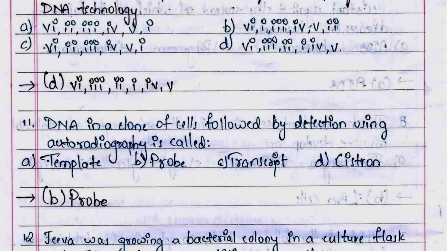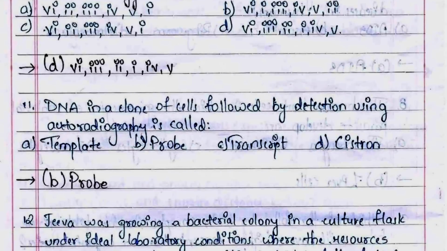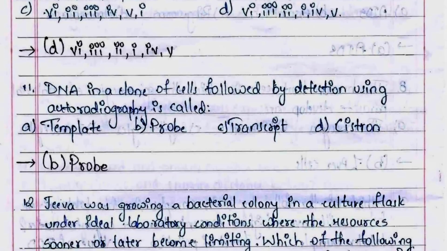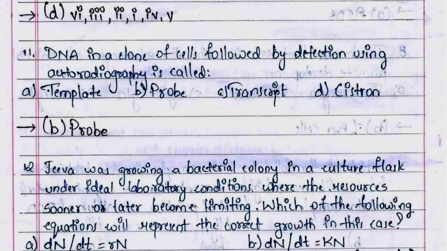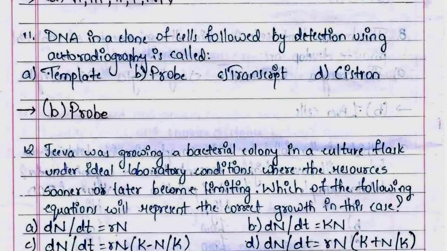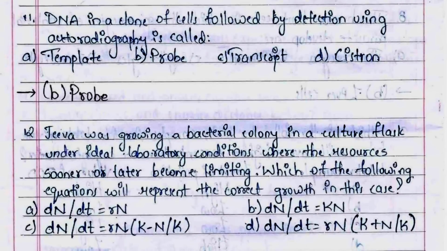11th, DNA in a clone of cells followed by detection using autoradiography is called A, template. B, probe. C, transcript. D, cistron, and the answer is B, probe.